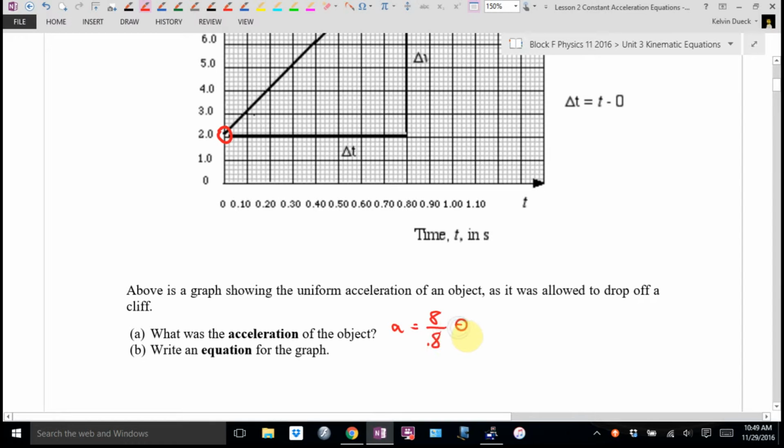Folks, what's 8 divided by 0.8? Oh, it works out even. 10. Yes, I think? Yeah? 10. 10 what? It's acceleration. Meters per second is velocity. It's meters per second, meters per second squared, right?